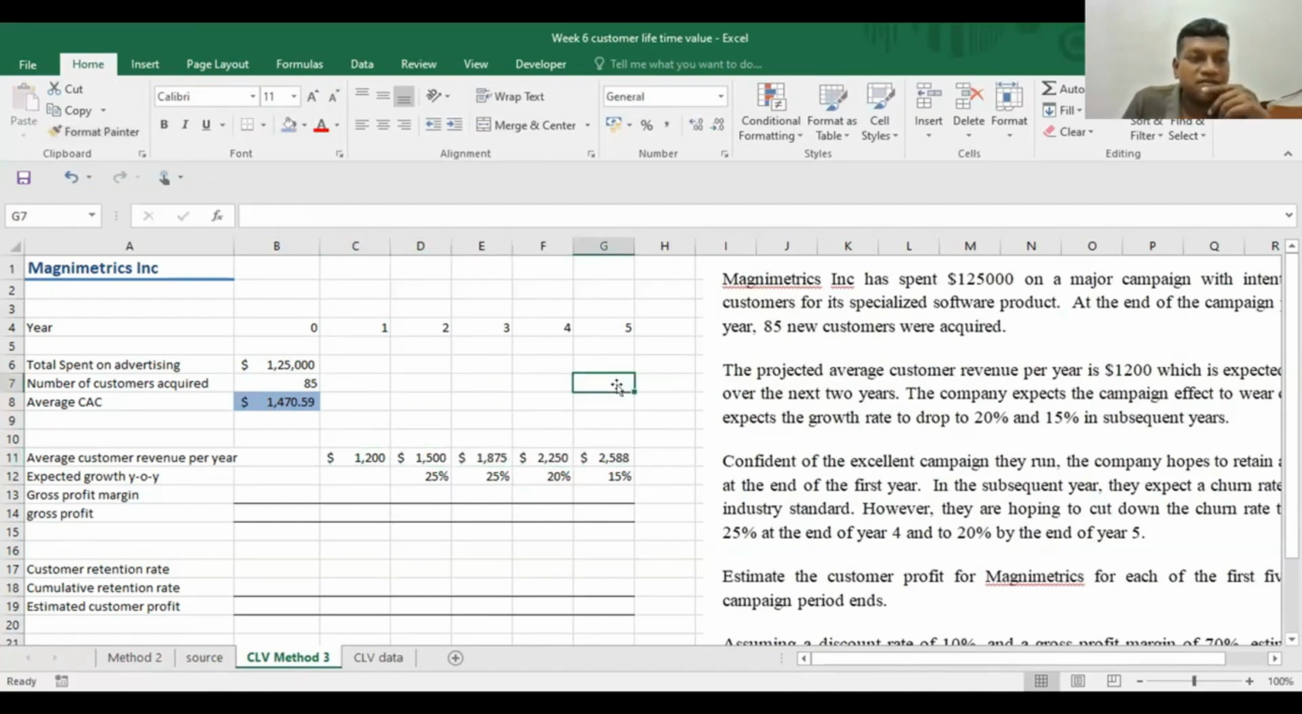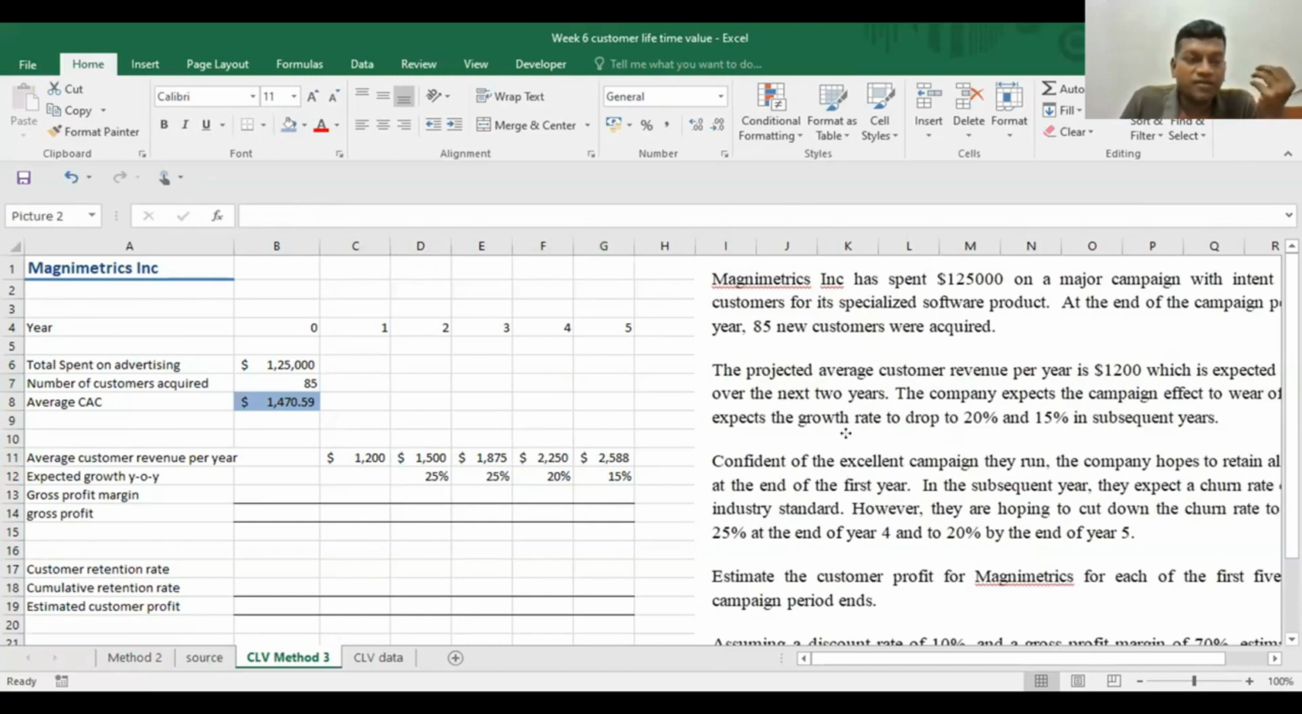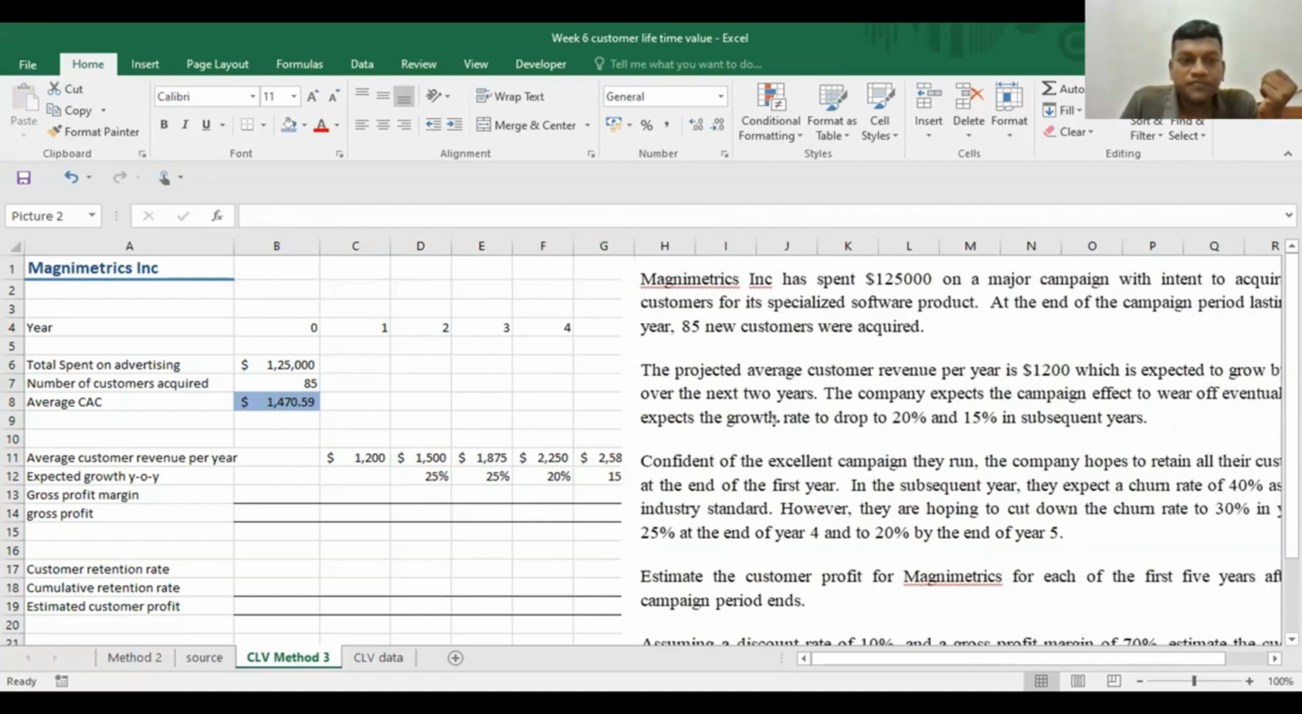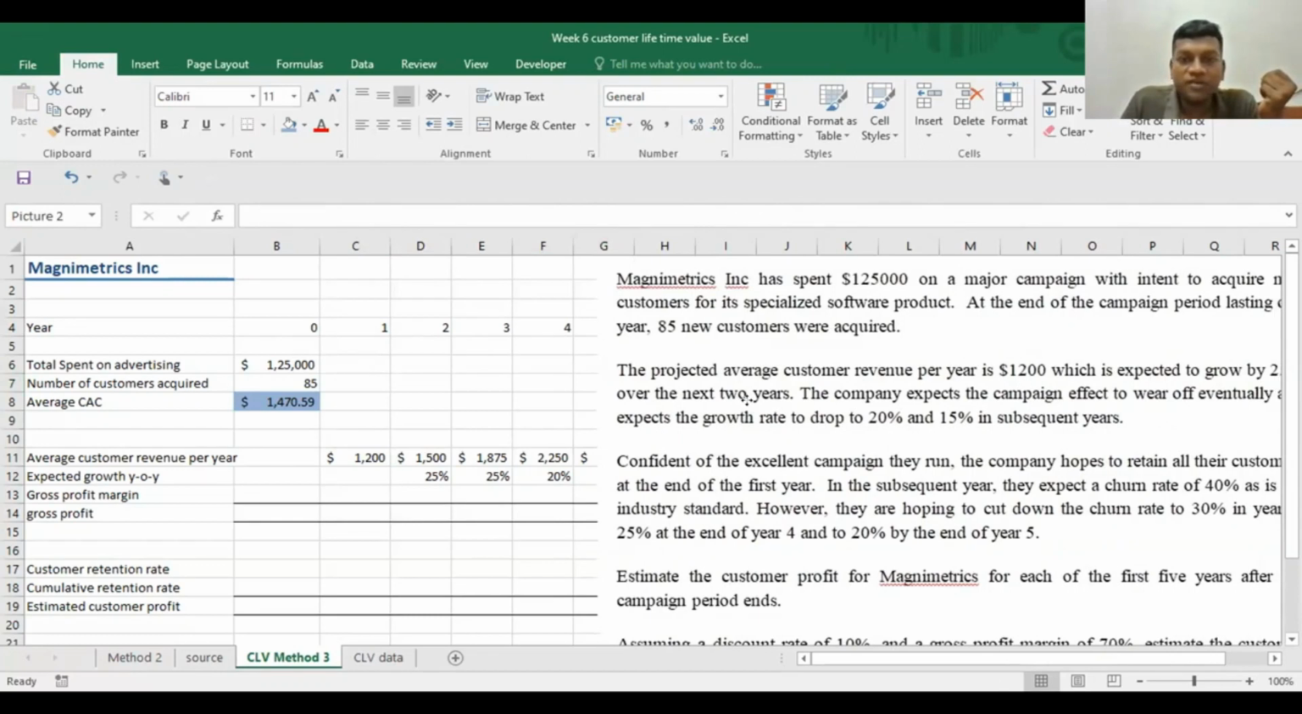So the revenue is going to be 1,200. It will grow at 25% to become 1,500. Again, grow at 25% to become 1,875. It will thereafter grow at only 20% to become 2,250, and then grow at 15%, and then become eventually $2,588. Okay, so this is the revenue part. Now, gross profit margin. We will come to that.